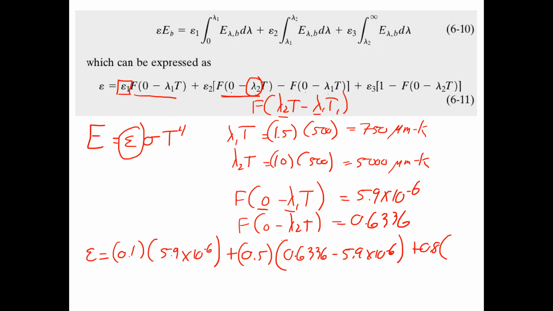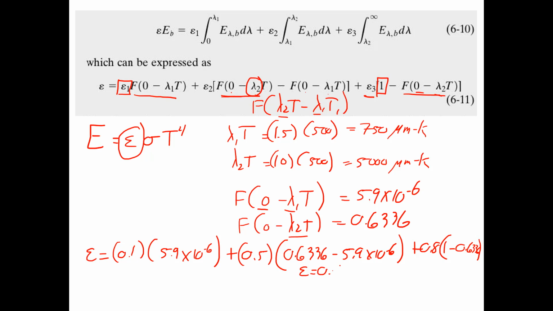lambda 2 on. So that would be the third emissivity range, and if the range is from lambda 2 onwards to the remaining range of the spectrum, I would basically take 1 and subtract out the fraction of thermal energy found between 0 and lambda 2. So it would be 1 minus 0.6336.